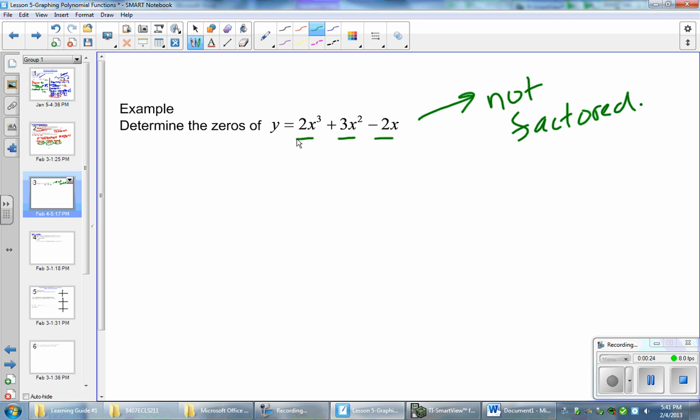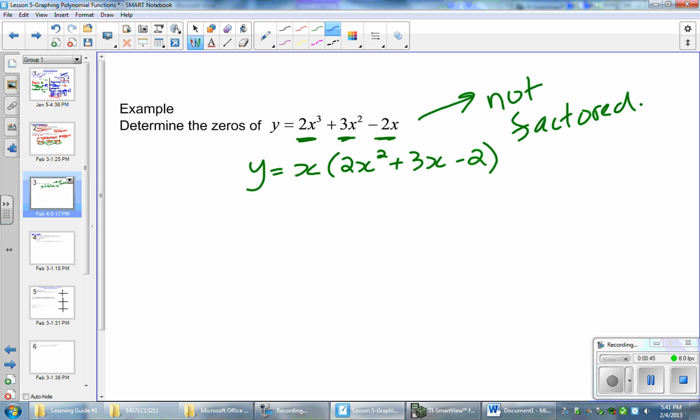So to factor it, take a look at each of your terms here. Do we have anything in common? Yes, we do. The x term is common, so factor out the x. When I factor out the x, what I have left is 2x squared plus 3x minus 2. Okay, so let's see if we can keep going here.